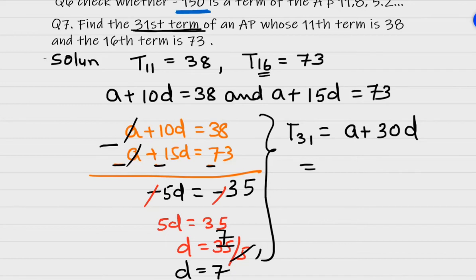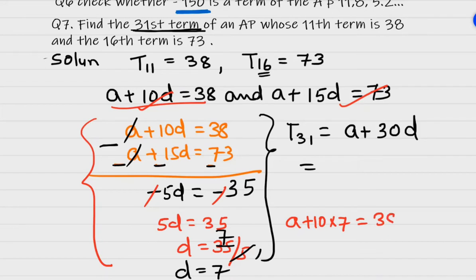So simply put the value of D equal to 7 in any of the equations, either in this equation or in this equation. Let us put D equal to 7 in the first equation. So what will you get? A plus 10 into 7 equal to 38. So A plus 70 is equal to 38. A is equal to 38 minus 70.